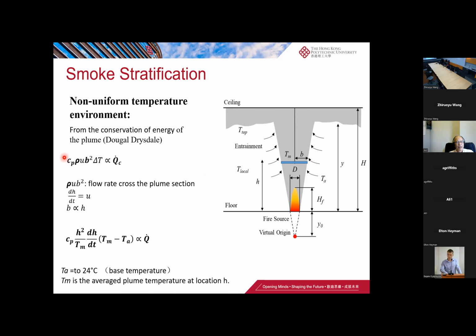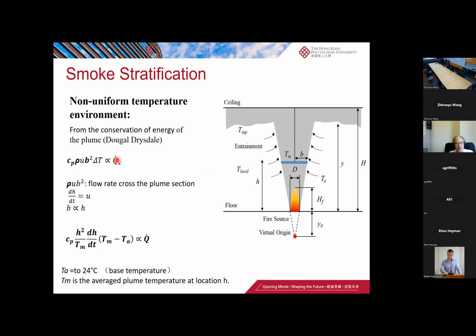Cp is the heat capacity of air, and this term here is the mass flow rate across the plume section times the temperature difference, the average temperature difference, the plume temperature over the ambient temperature. This is actually the energy. If all the convective heat from the fire source is carried across the section here, this can be an equal sign.